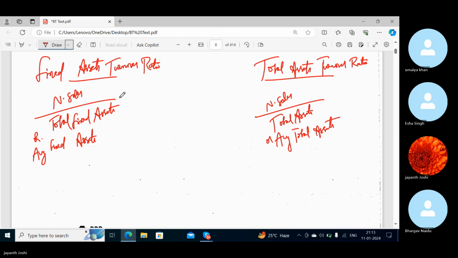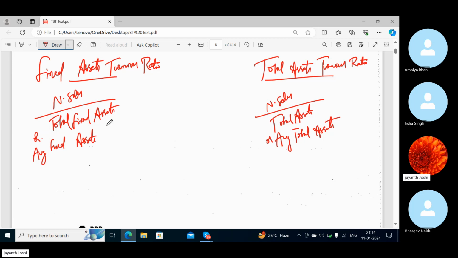No, it's not about how fast. How much? See, the interpretation can be in such a way that if you put $1 of your investment in fixed assets, how many dollars of revenue is generated? That means $1 investment in fixed assets is generating how many dollars of revenue? That is what we want to know.